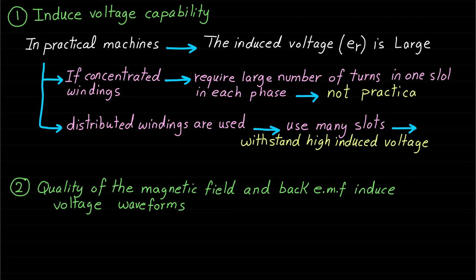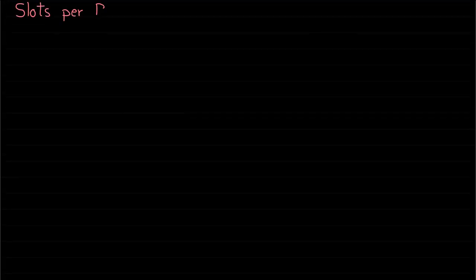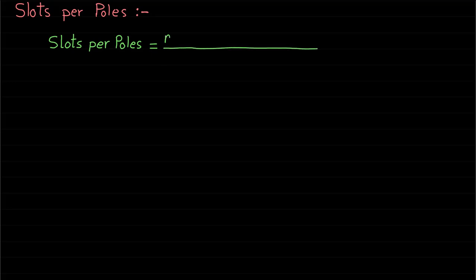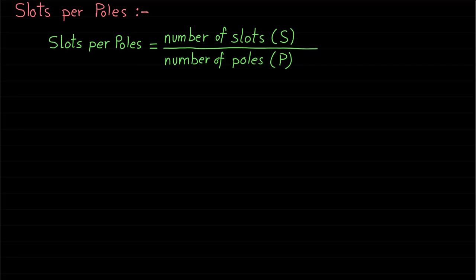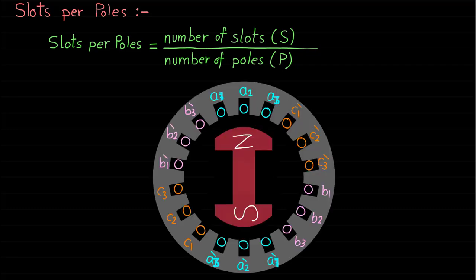Now let's recall the terms that we learned during the concentrated armature windings lecture and apply them to the distributed armature windings. Let's start with the slots per pole term. The slots per pole can be calculated by dividing the total number of slots, denoted by capital S, over the number of poles, denoted by capital P. This figure shows a two-pole three-phase synchronous machine with distributed stator windings, which consist of 18 slots. So in this machine, the total number of slots is equal to 18 and the number of poles is 2. Therefore, the slots per pole is equal to 9 slots.